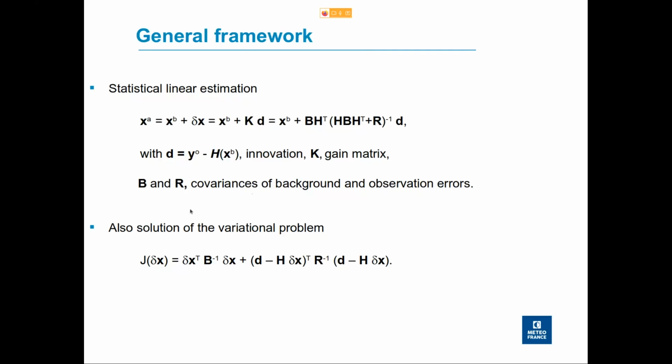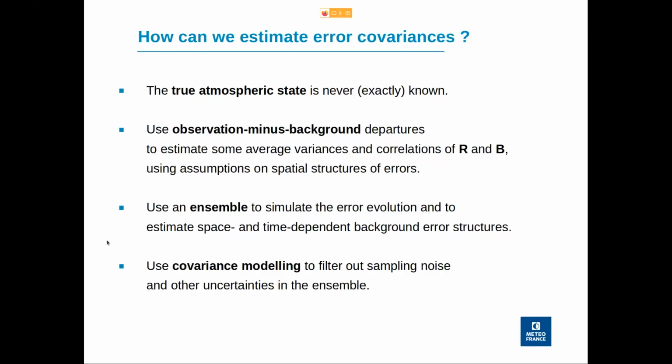And this analysis increment delta X is also the solution of a variational problem, which is based on the cost function J, which is classically written as the sum of background term JB and an observation term JO. So a basic question in this context is, how can we estimate the error covariances? And to some extent, this is quite difficult because the true atmospheric state is never exactly known. However, it can be considered to use observation minus background departures in order to estimate some average variances and correlations of R and B using assumptions on the spatial structures of the errors.